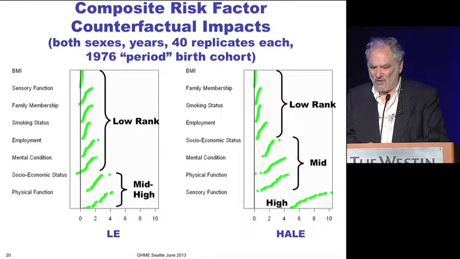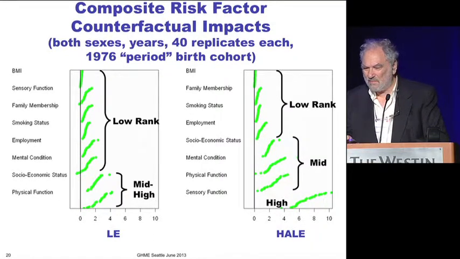Now there's a lot of stuff going on in here. So what you see on the left is life expectancy. On the right is health-adjusted life expectancy. In rank order, in terms of the median of the replicates, are the 8 factors that were on the previous slide. What looks like curves are actually scatters of the 40 bootstrap weight points.